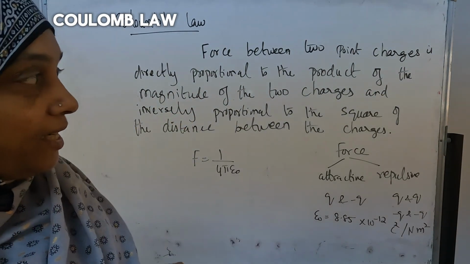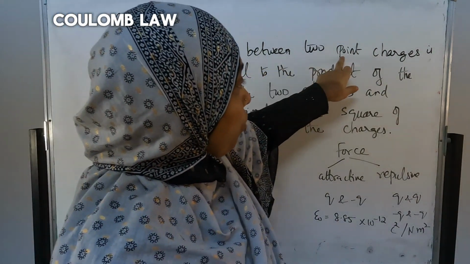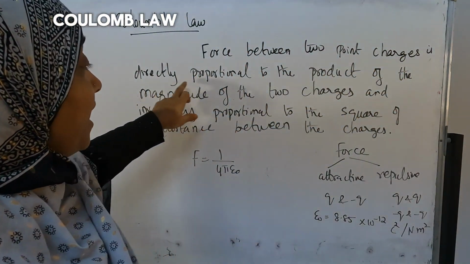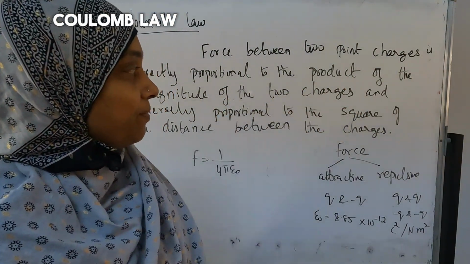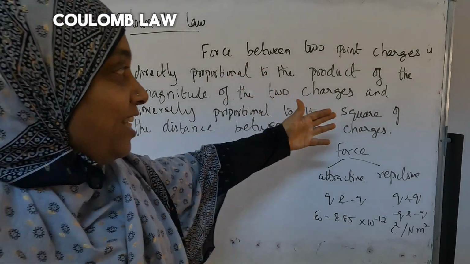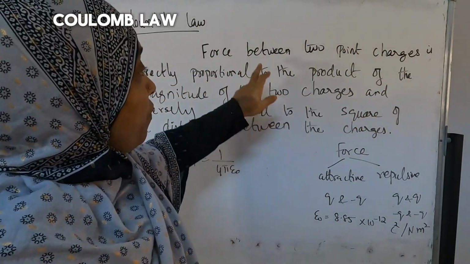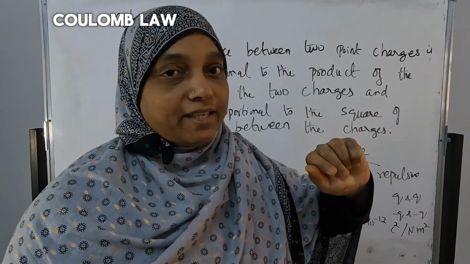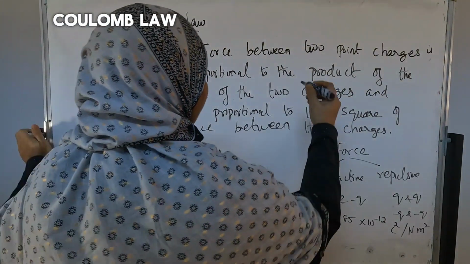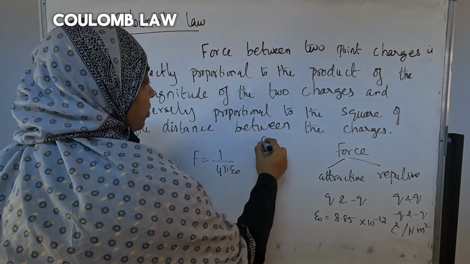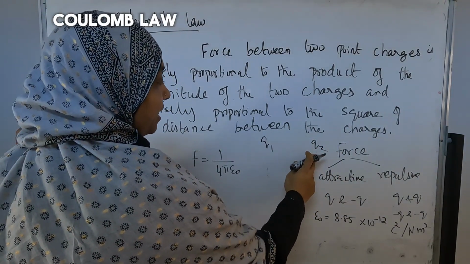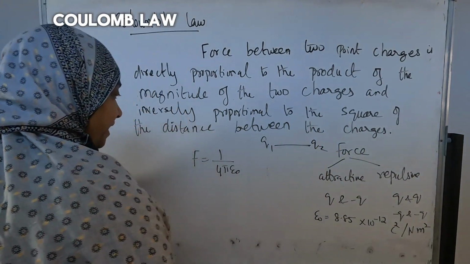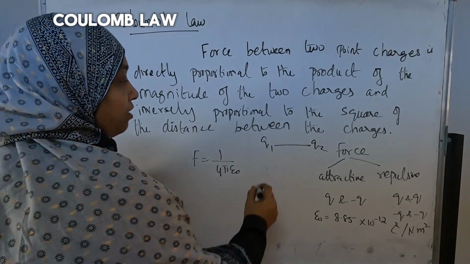Coulomb's law, what it is telling us: force between two point charges is directly proportional to the product of the magnitude of the two charges. Don't just read it like that. Listen here. Force between two point charges. Let's take Q1 and Q2. What is the force acting between these two charges?